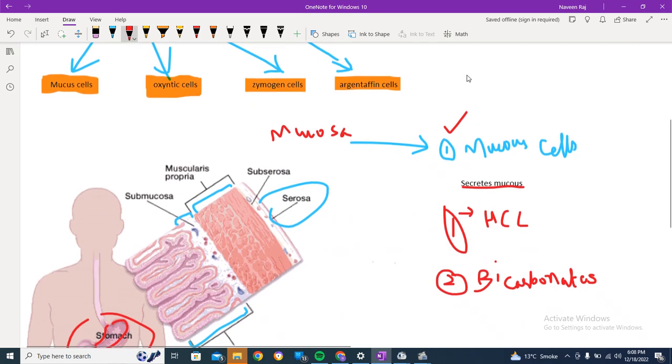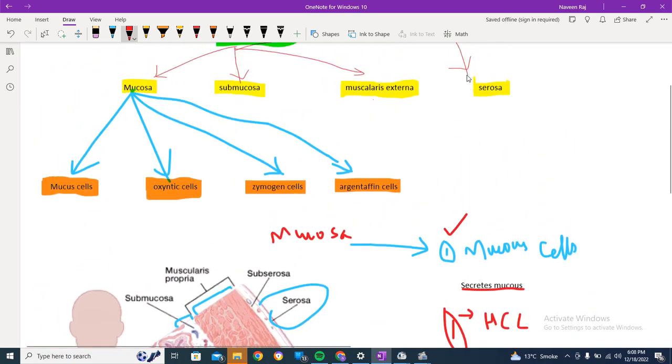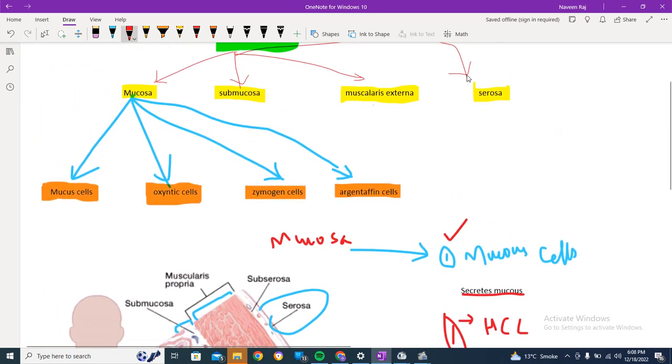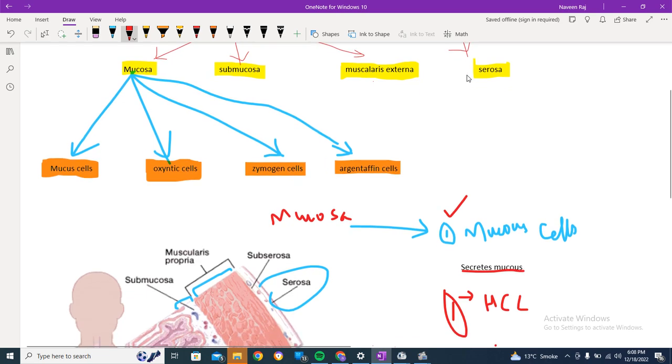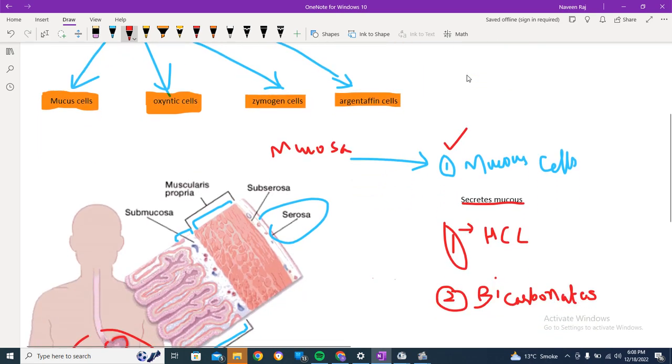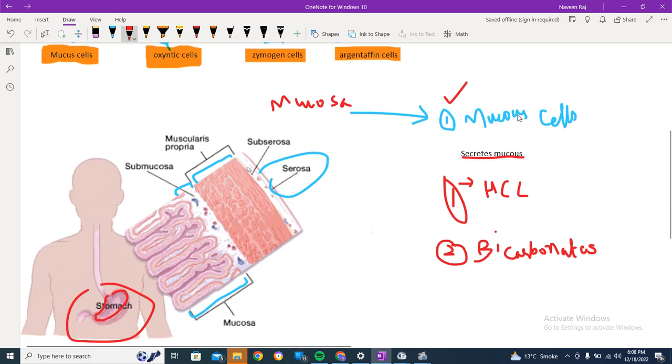We are discussing part one, the number one cell of the mucosa, that is the mucous cells. The mucous cells secrete mucus, and mucus is a thick fluid that protects the stomach from the HCl or acidic environment. And mucus cells also release bicarbonate ions that act opposite to the acidic nature of the stomach.